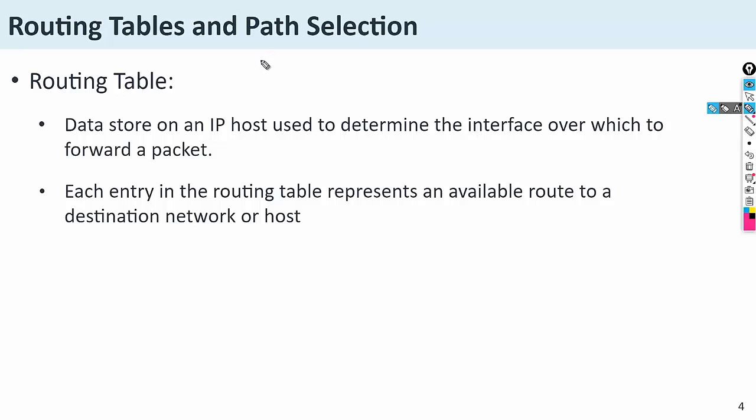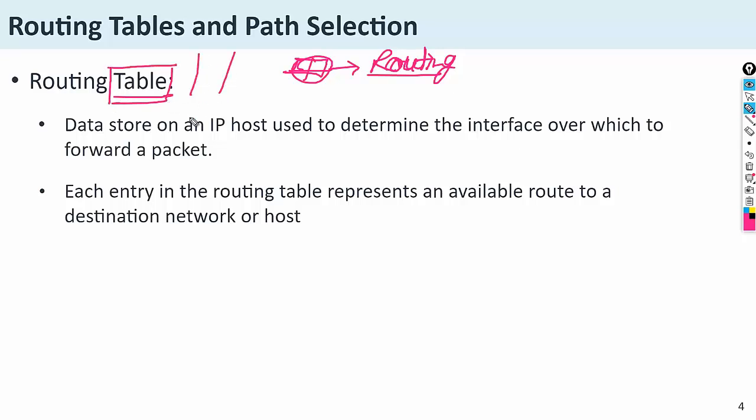For example, here, this is one router. This router has a routing table inside it. So what is the routing table? As its name says, it is a table. A table is just a table which has information, the information of the network and the next hop.